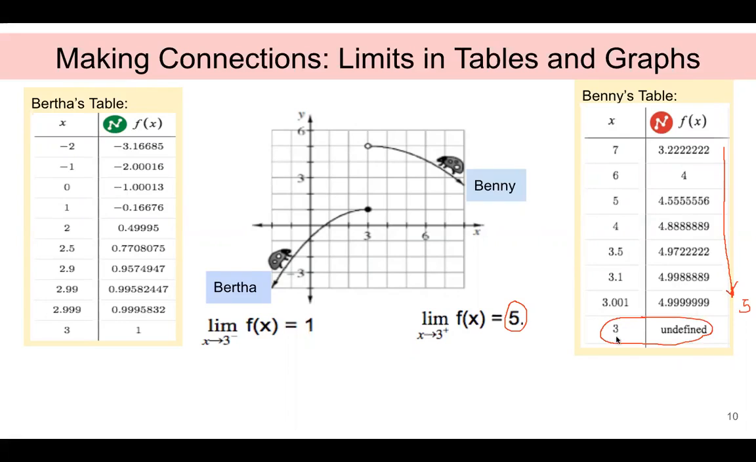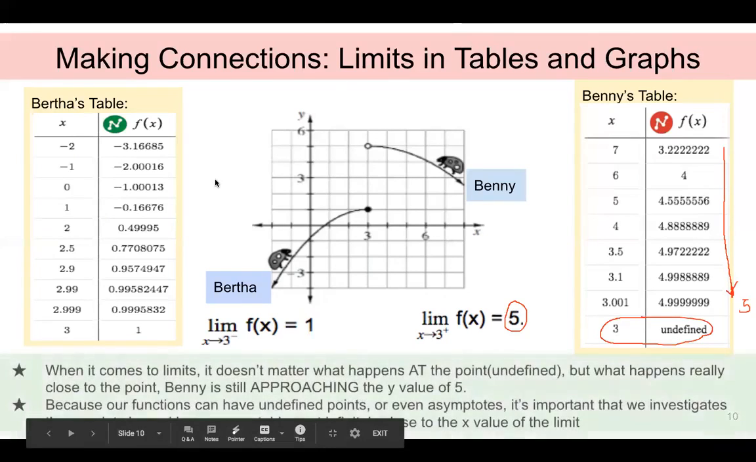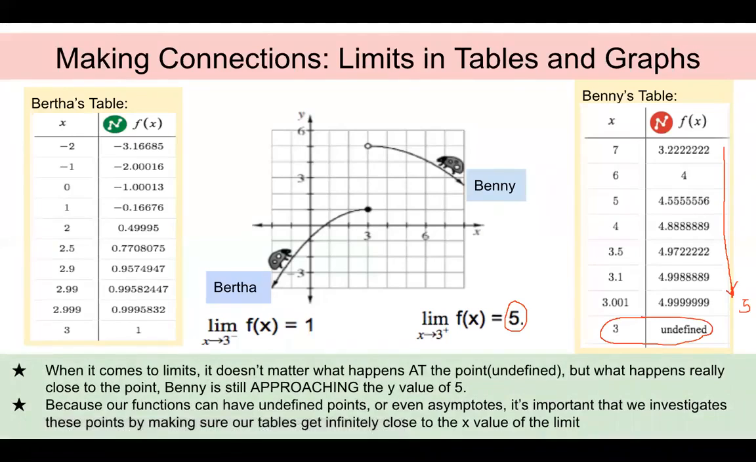Again, the limit doesn't care what's happening at the point. It matters what's happening really, really close to the point. That is a huge distinction. Let me show you these bullets again to re-emphasize what I just said. When it comes to limits, it doesn't matter what happens at the point, such as when you have an undefined value. What really matters is what happens close to the point. Benny is still approaching the y value of 5, even if the point itself is undefined. So that's important.